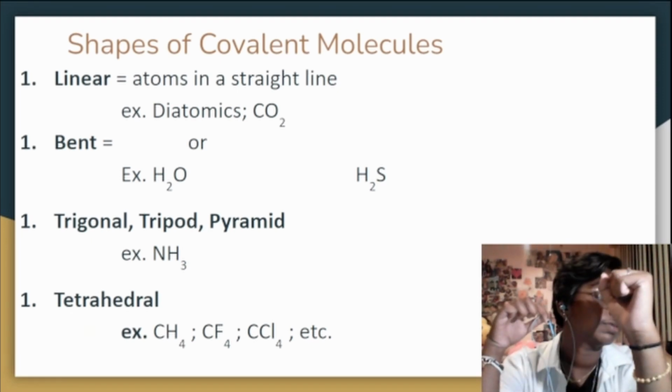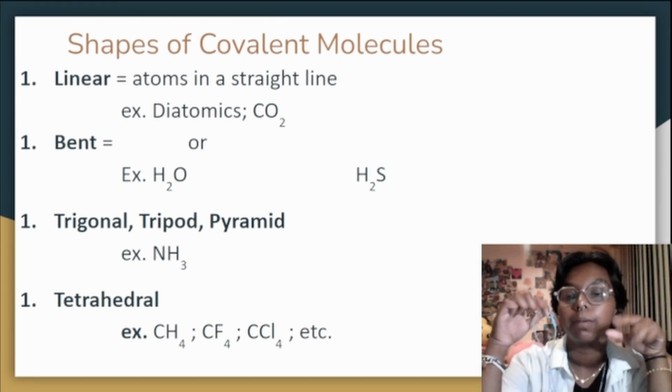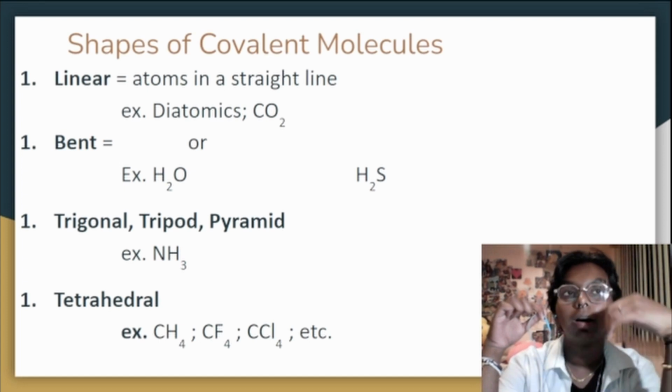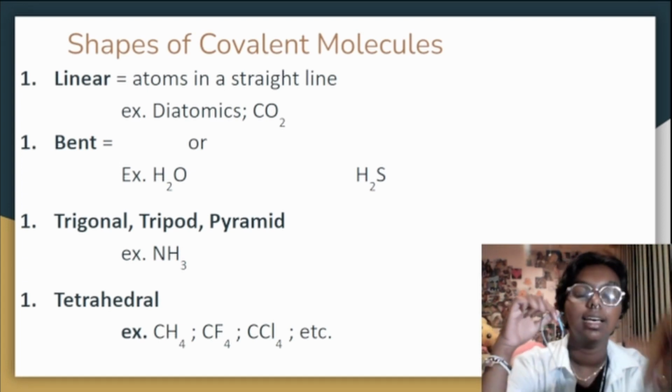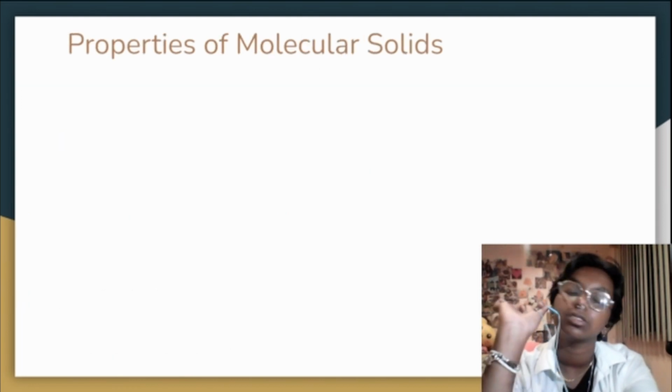Pretty much you have a central atom, and then you have bonds going off, one at the top, one at the bottom, one to the left, one to the right. Yeah. And a tetrahedron looks like that.